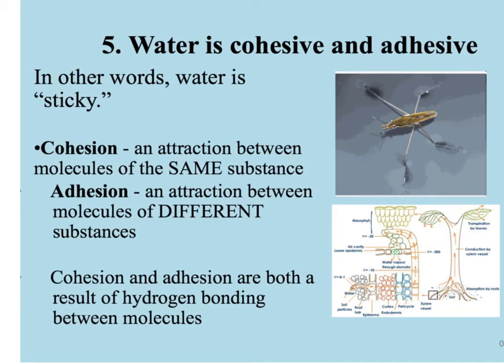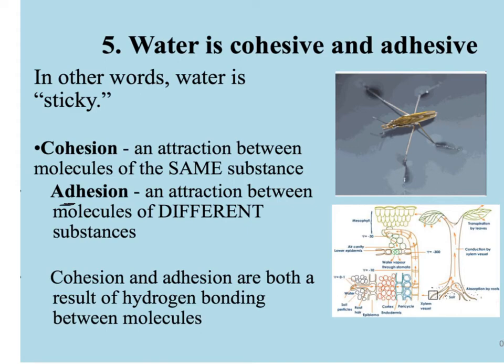So water is both cohesive and adhesive. So what does that mean? In other words, just think of water as being sticky. It likes to stick to itself, and it also likes to stick to other substances. So cohesion, co means together. So two water molecules are going to stick to one another. And then adhesion is the attraction between different molecules. And the way that I remember it is just remember the D for different. So adhesion is going to stick to different molecules.